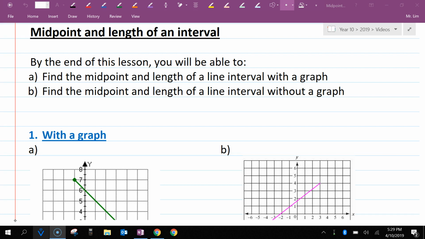In this video we'll be looking at how to find the midpoint and length of an interval. By the end of this lesson, you'll be able to find the midpoint and length of a line interval with a graph and without a graph. So let's have a look at the first one, with a graph.